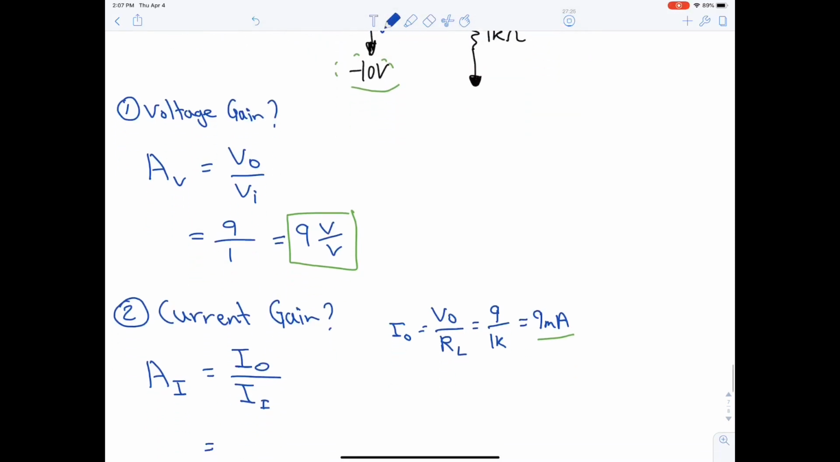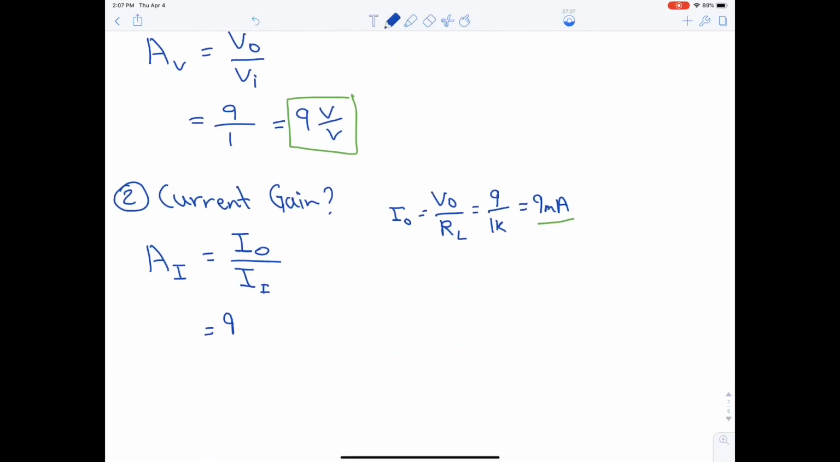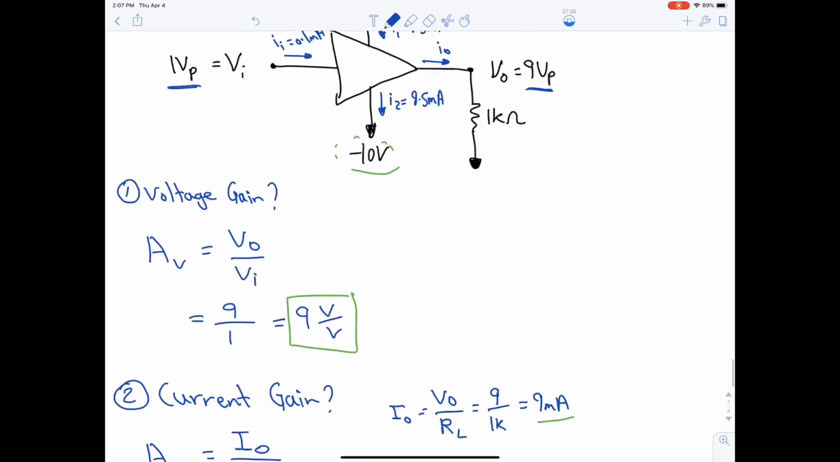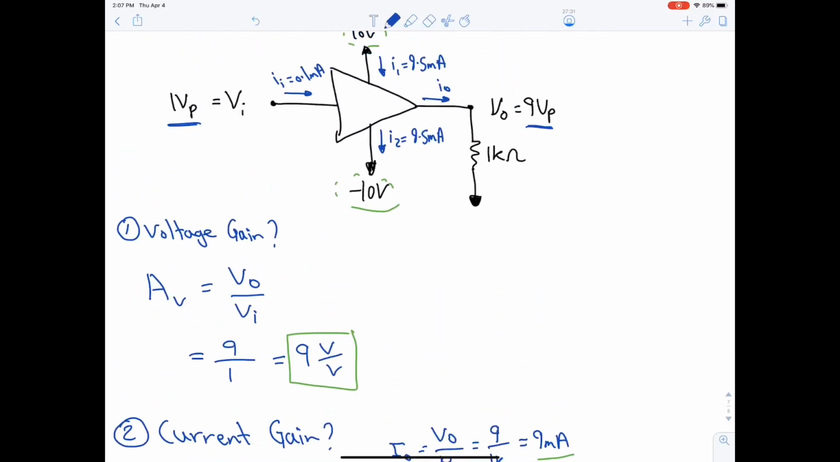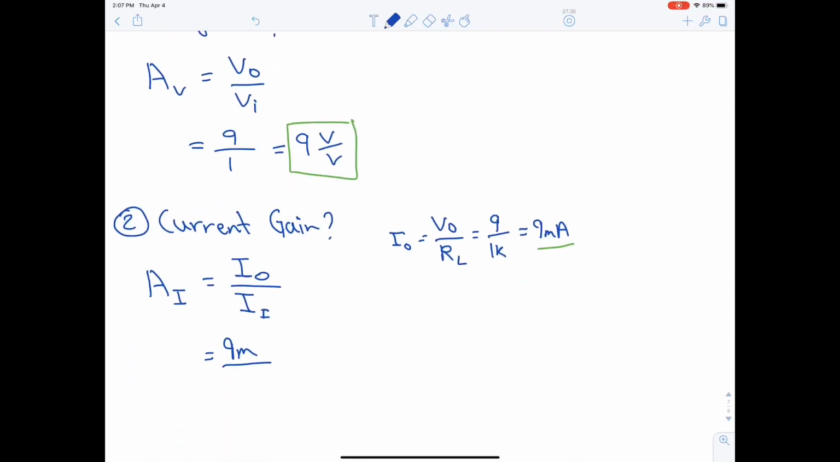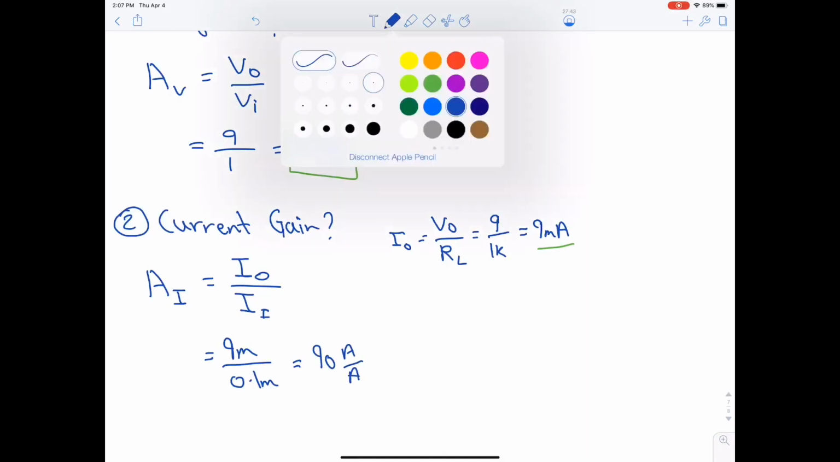Okay, let's continue. So I output is 9 milli divided by the input current. What is the input current? It's 0.1 milliampere. This will give us 90 ampere over ampere.